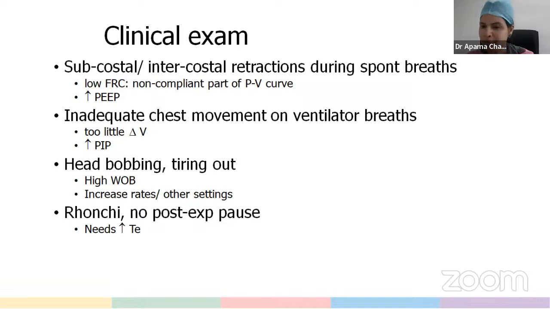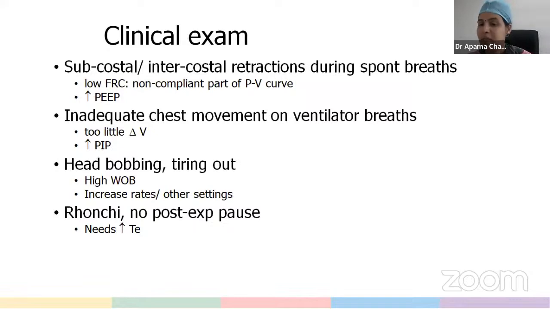So if you are giving a PEEP of 5 and the baby is still having persistent recessions, score of 3, 4, consider increasing the PEEP to 6 or maybe 7. Now, clinical examination, if it shows inadequate chest movement on ventilator breaths, then this calls for increase in PI. Or likewise, if you see inadequate tidal volumes. If we see other parameters of increased work of breathing like head bobbing and the baby tiring out and asynchrony, then this indicates that the baby needs increase in the respiratory rate.